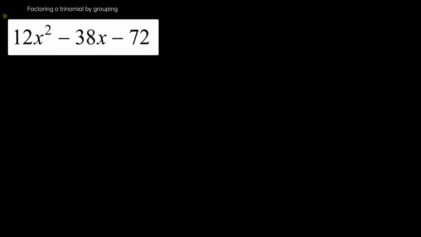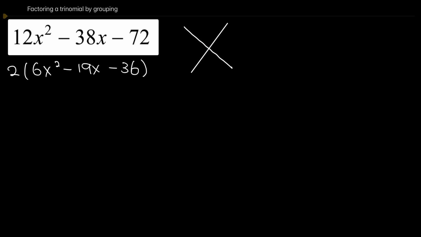We have 12, 38, and 72. They're all even numbers, so I know 2 goes in there. 2 is going to factor out 6x squared minus 19x minus 36. Half of all of them. Check 6, 19, and 36. See if there's any other GCF that you could factor out, because you want to work with smaller numbers as possible. Now, 2's it.